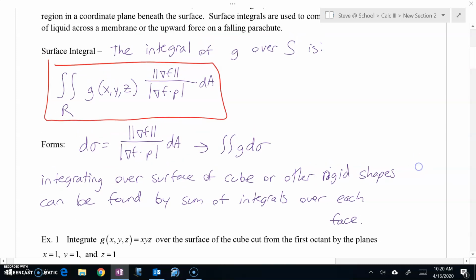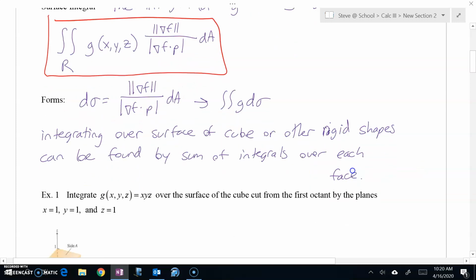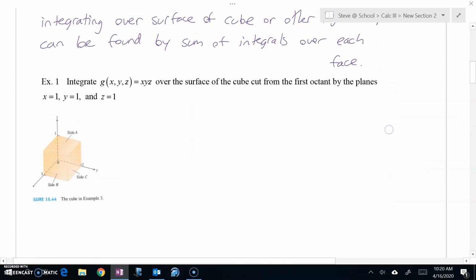Again, if you need to write, pause the screen and then we're going to go on. Okay. So we're integrating the function xyz over the surface of the cube cut from the first octant by the planes x equals 1, y equals 1, and z equals 1. So we only want those three sides. To evaluate the surface integral over the cube, we would normally have to do the integral of xyz d sigma over side A, and then plus do B and C.